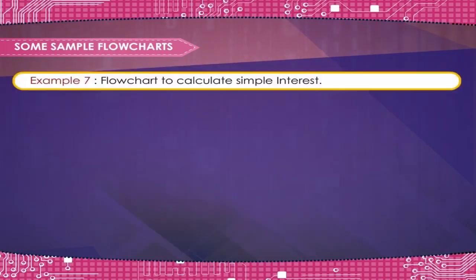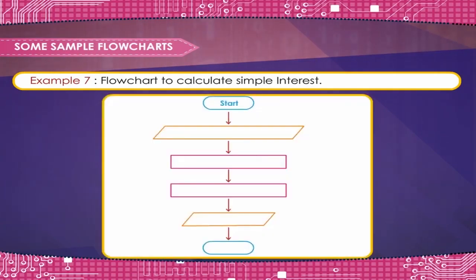Stop. Example 7. Flowchart to calculate simple interest. Start. Enter P, R, T. SI is equal to 0. SI is equal to P into R into T divided by 100. Display SI. Stop.